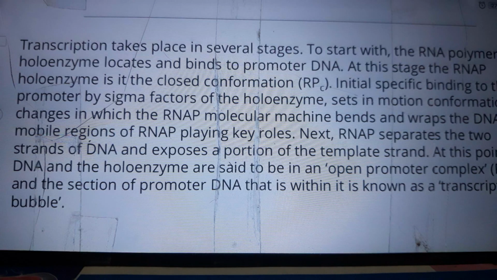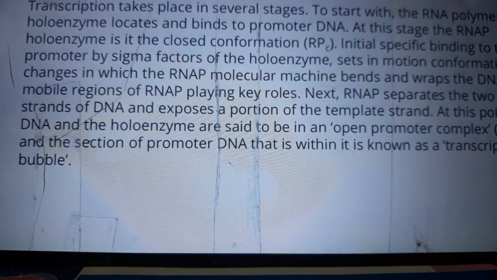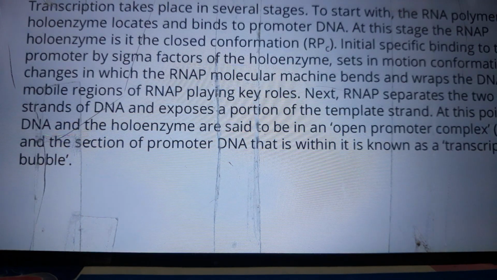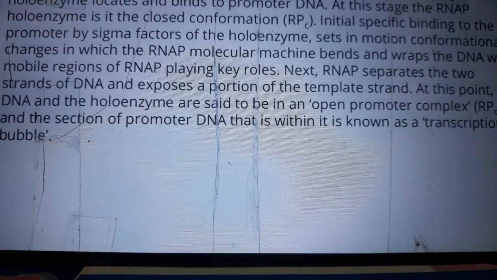Transcription takes place in several stages. To start with, the RNA polymerase holoenzyme locates and binds to promoter DNA. At this stage, the RNAP holoenzyme is in the closed conformation, RPc. Initial specific binding to the promoter by sigma factors of the holoenzyme sets in motion conformational changes in which the RNAP molecular machine bends and wraps the DNA, with mobile regions of RNAP playing key roles.